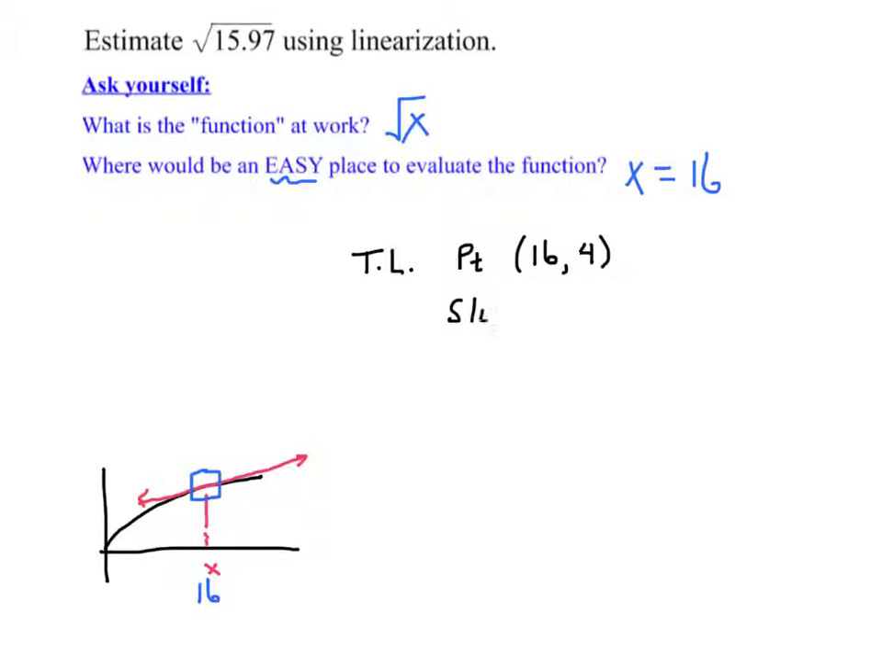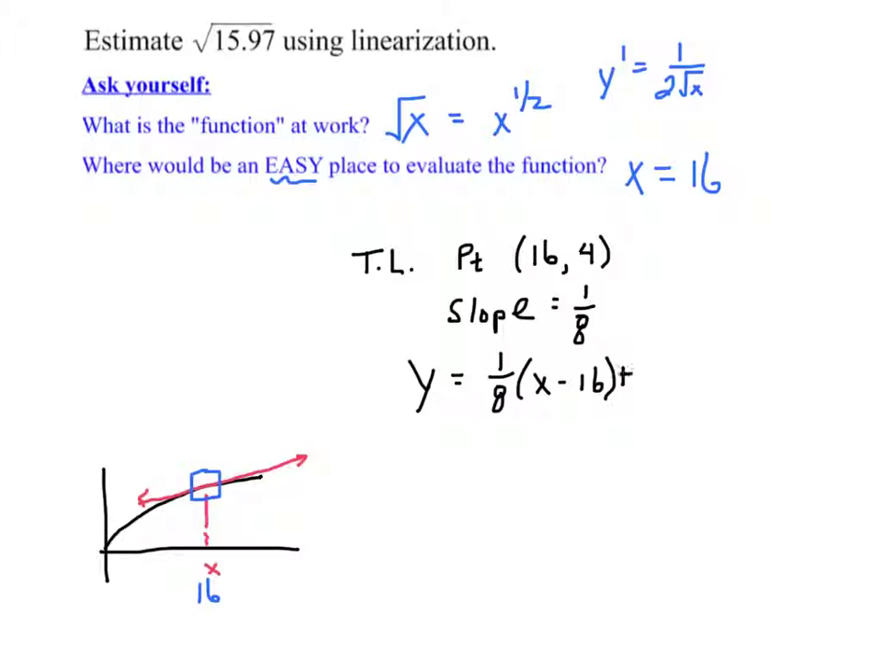And the slope. Well, going back up here, if we rewrite the square root of x as x to the 1/2, the derivative, y prime, would be 1 over 2 square roots of x. Right? It would be 1/2 x to the -1/2. So now if I plug 16 into the derivative to find the slope, square root of 16 is 4, so 1 over 2 times 4. Slope is 1/8. So that means my tangent line is 1/8 x minus the x-coordinate plus the y-coordinate.